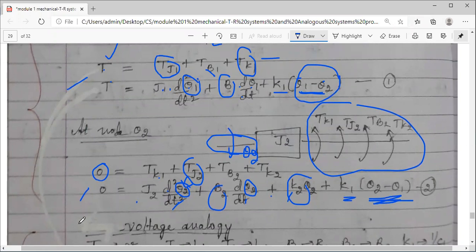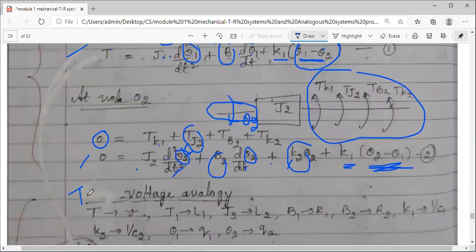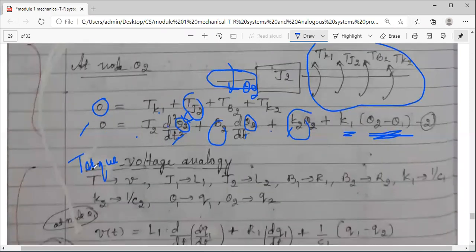Now coming to the torque voltage analogy. Torque is missing here. Write it. Torque voltage analogy. So the very first step in the analogy is, from that table, you refer to the table, you have to memorize it. List what the equivalent identities are. This is your basic thing you have to do before going for the actual solution of the equations.